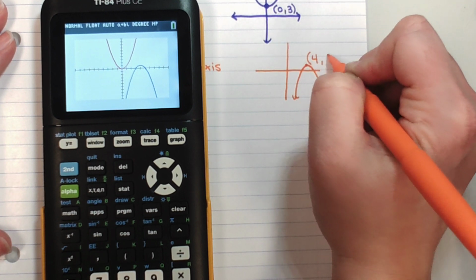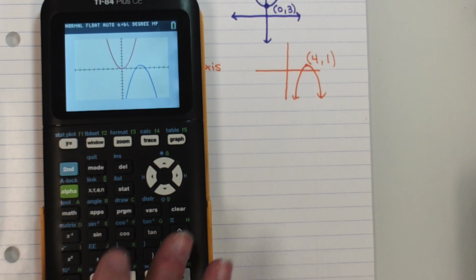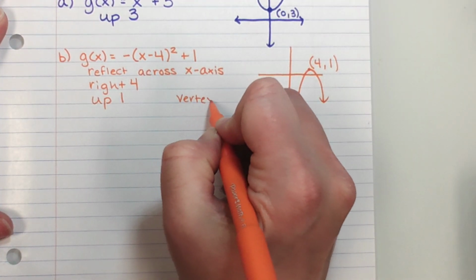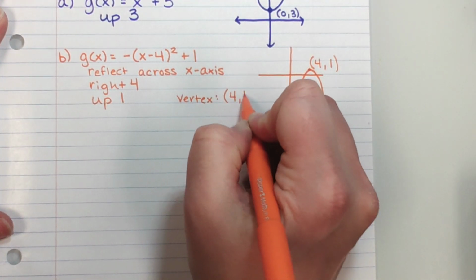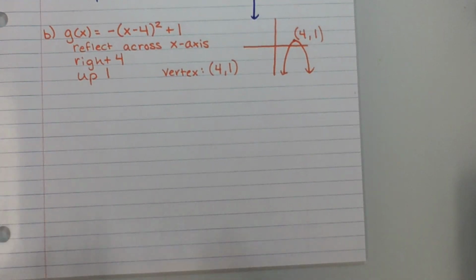It does say identify the vertex, so I might as well put it directly on the sketch. If you'd rather label it separately, you can do that too. I don't care if you label it on the graph or if you label it separately. Either is okay.